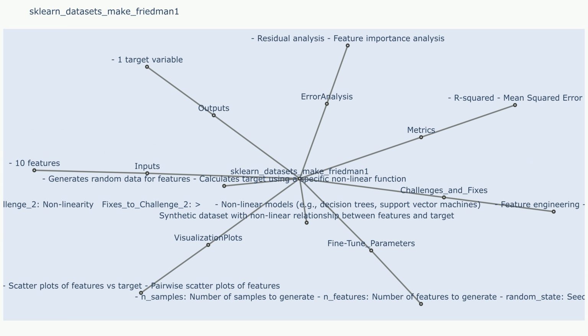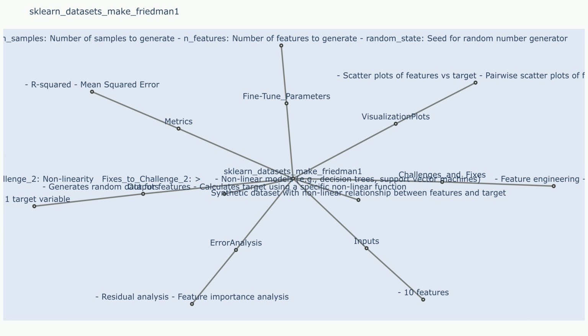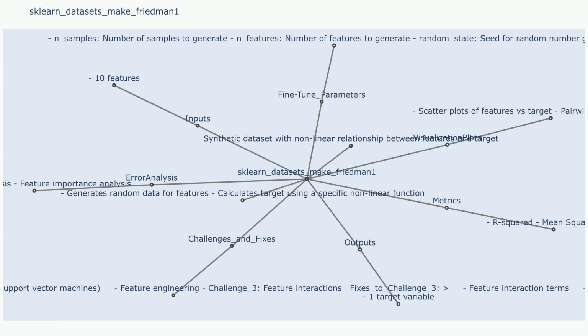Inputs. n_samples, the number of samples to generate. n_features, the number of features to generate. random_state, an integer value to control the randomness of the dataset generation. X, a numpy array of shape n_samples by n_features representing the features. y, a numpy array of shape n_samples, representing the target values.